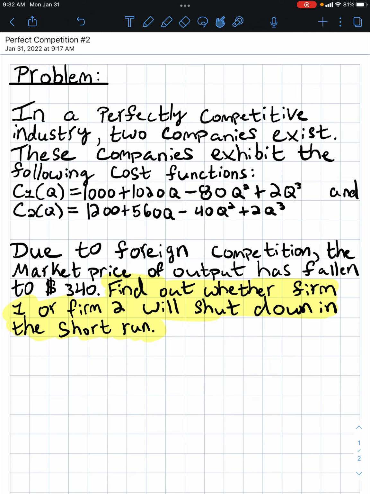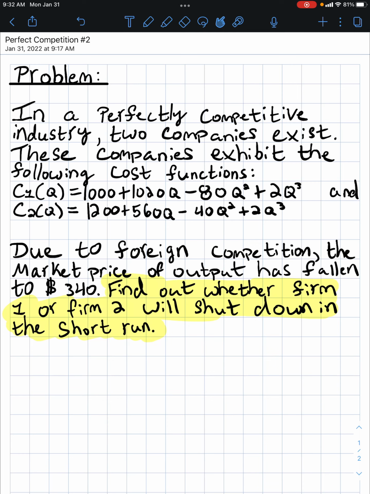The problem. In a perfectly competitive industry, two companies exist. These companies exhibit the following cost functions. C1 of Q is equal to 1000 plus 1020 Q minus 80 Q squared plus 2 Q to the third. And C2 of Q is equal to 1200 plus 560 Q minus 40 Q squared plus 2 Q to the third.